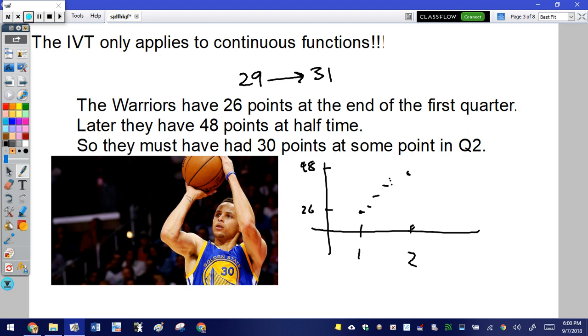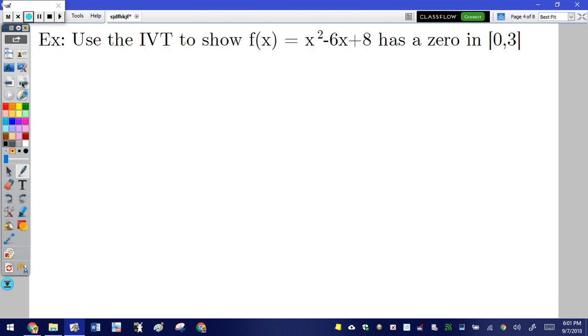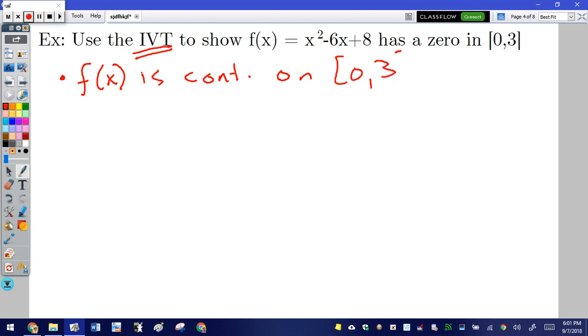So keeping that in mind, let's look at an example of applying the intermediate value theorem. Use the intermediate value theorem to show that this function has a 0 or a root in the closed interval [0, 3]. So the first thing to do is to understand why the intermediate value theorem applies. So we need to state that f of x is continuous on [0, 3]. It's actually continuous everywhere, but certainly continuous there because it's a polynomial.